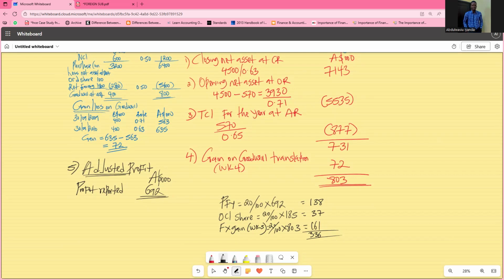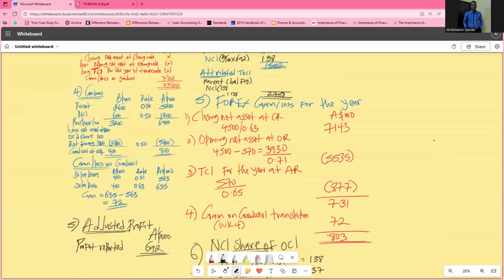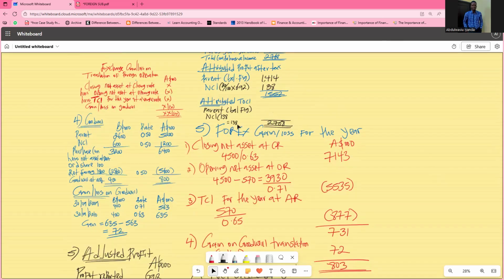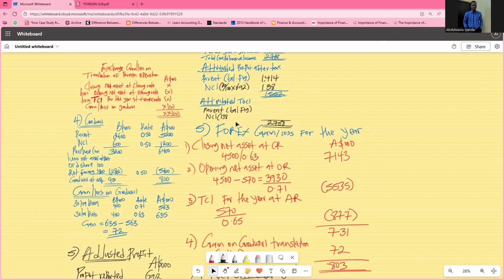This is 5, and this is 6. The NCI, you now call it NCI share of OCI. So this is working 6. So I can delete all this off and call it working 6.